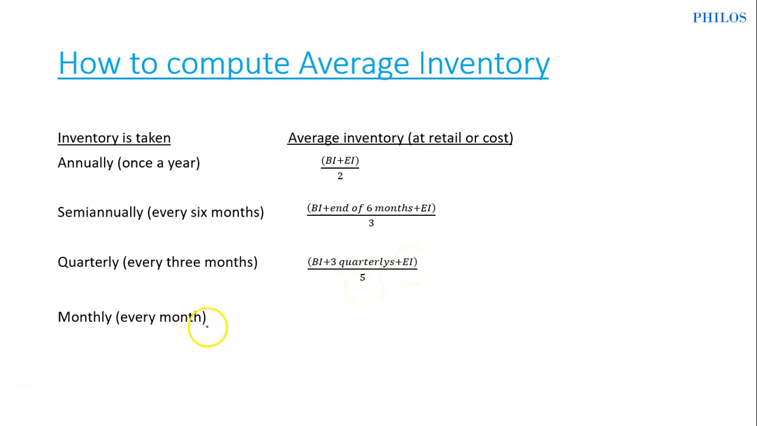And then for monthly, the formula for average inventory is beginning inventory plus 11 monthly plus ending inventory divided by 13. This means that we'll take beginning inventory, then the inventory at the end of the first month plus inventory at the end of the second month plus inventory at the end of the third month, going to the 11th month. Then plus the ending inventory. Then we divide everything by 13. So that's the formula for the average inventory when it is taken monthly.